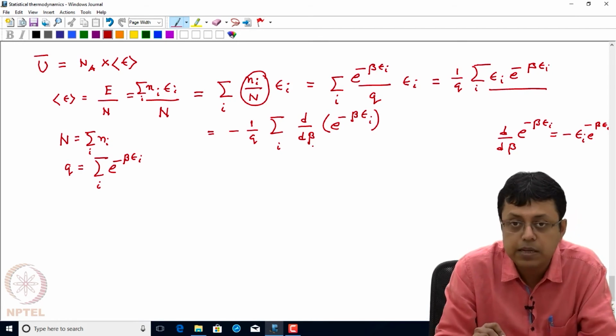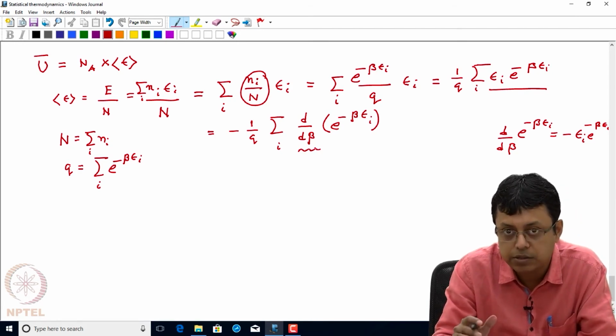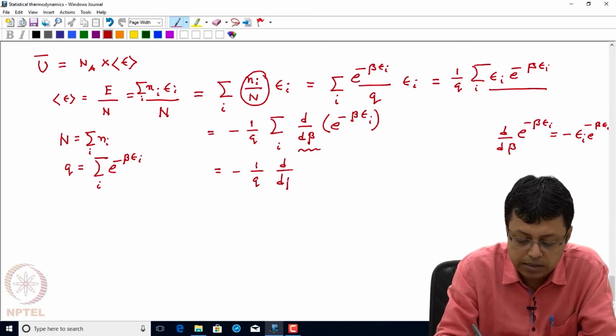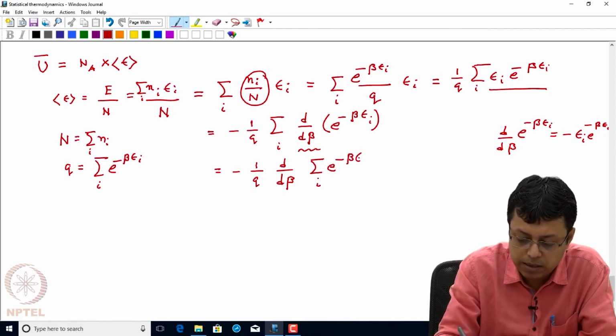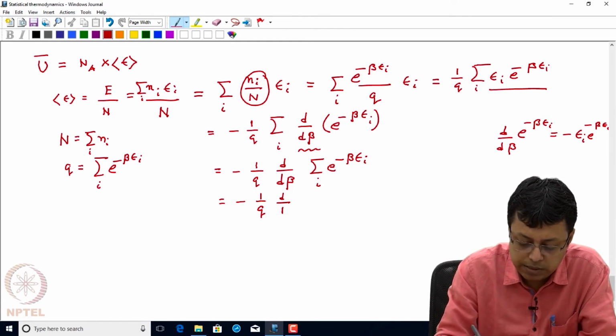Now this derivative is with respect to beta, so it doesn't depend on the summation. Differential operations are linear operations, so I can take it outside the summation, and I could just sum this quantity e to the power minus beta epsilon_i, and that is nothing but q again. So this is minus 1 over q times d q by d beta.